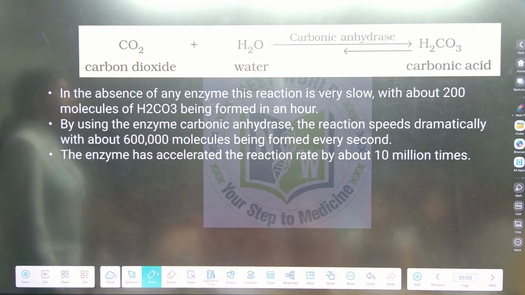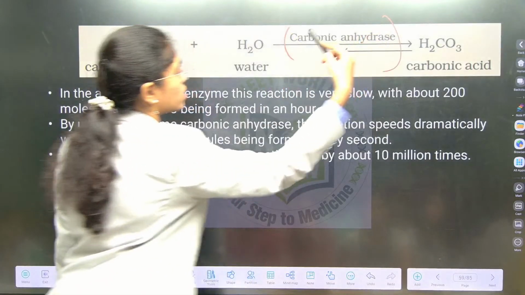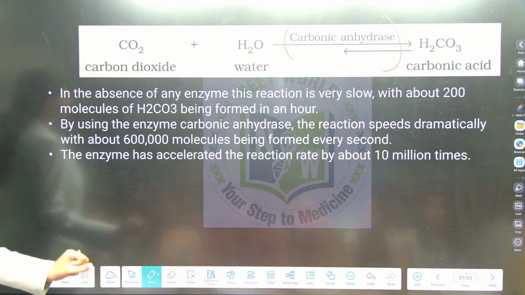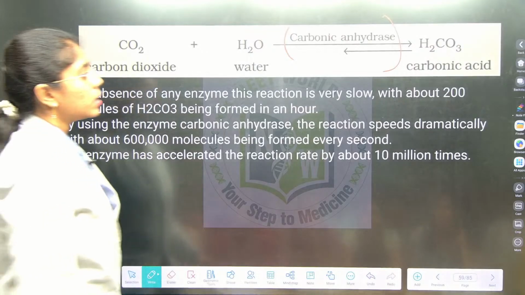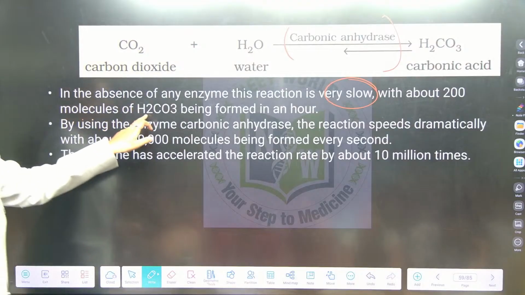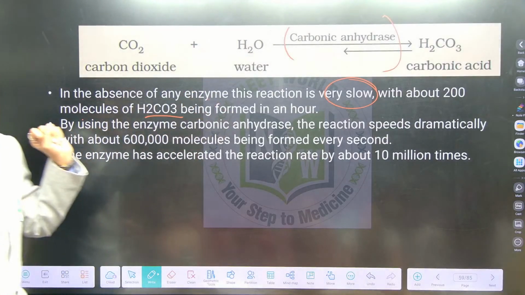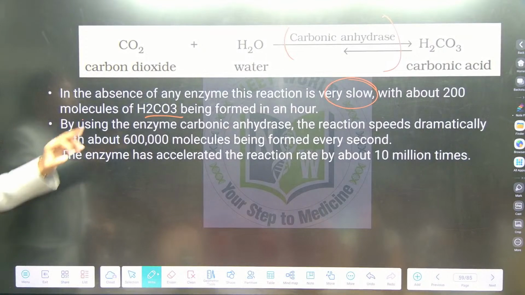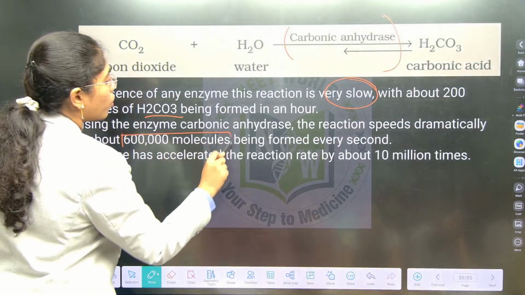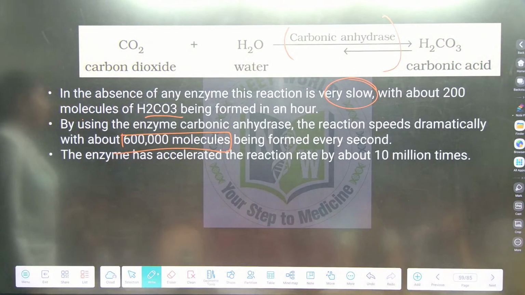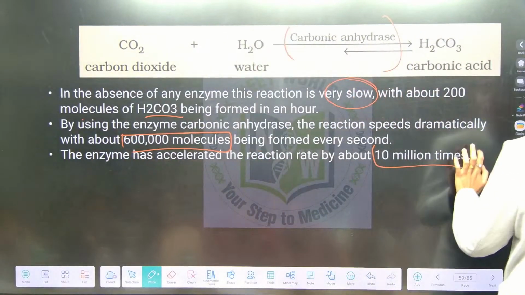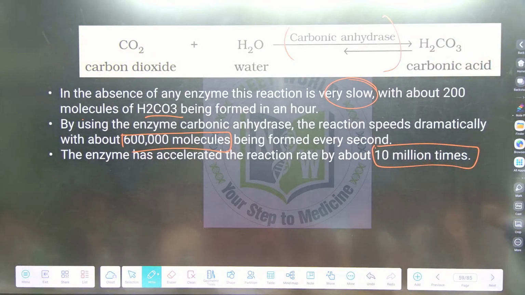Carbon dioxide and water in the presence of the enzyme carbonic anhydrase. What is the rate of reaction in the presence and absence of the enzyme is given in a comparative analysis. In the absence of any enzyme, this reaction is very slow with about 200 molecules of bicarbonate being formed in a single hour. By using the enzyme carbonic anhydrase, the reaction speeds dramatically with about 6 lakh molecules being formed every second. Okay, the enzymes have accelerated the reaction rate about 10 million times. Got it?